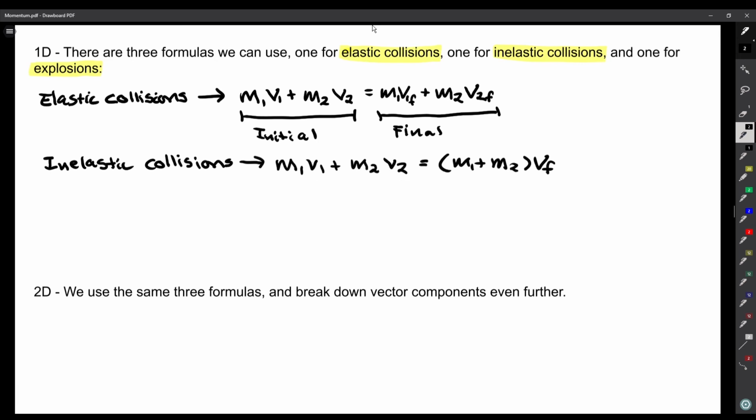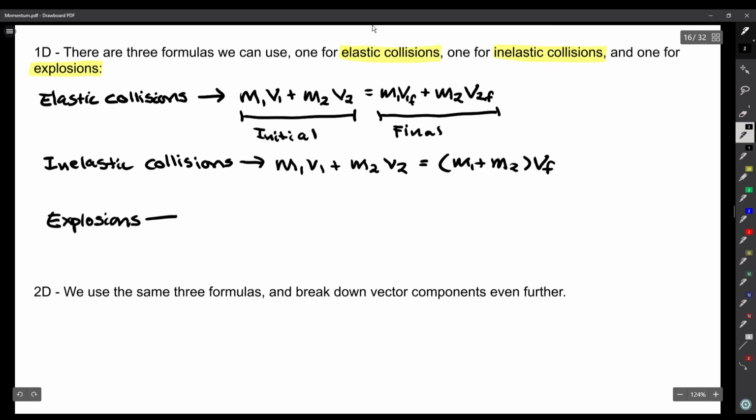Now, remember, inelastic collisions is when oftentimes we say they travel together, the 2 or 3 or 4 or however many, the more than one, they stick together, and that's why we have our masses combined and summed at the end. So again, the initial sum of the momentum is equal to the final momentum. And then our last one here is for explosions.